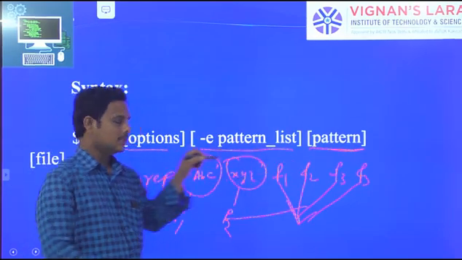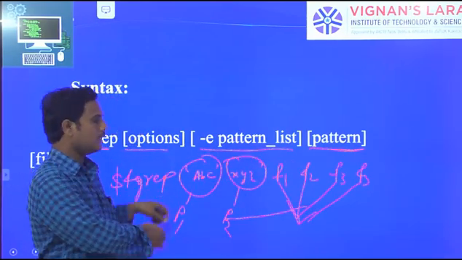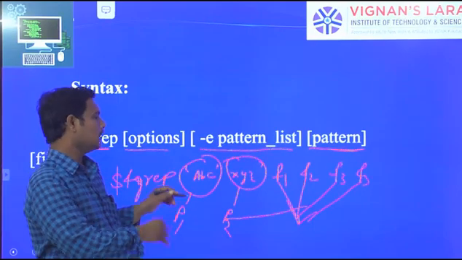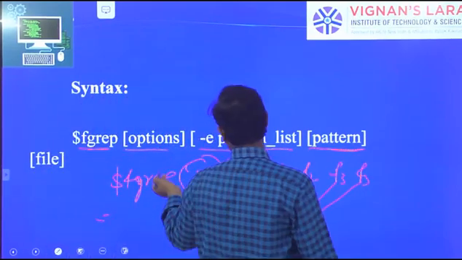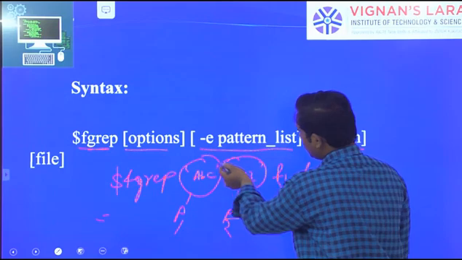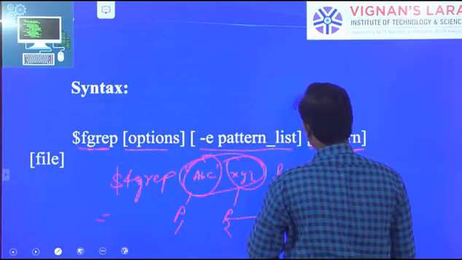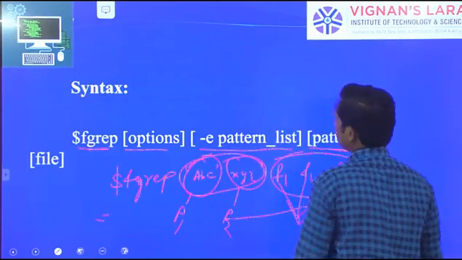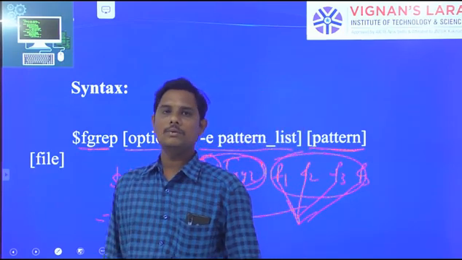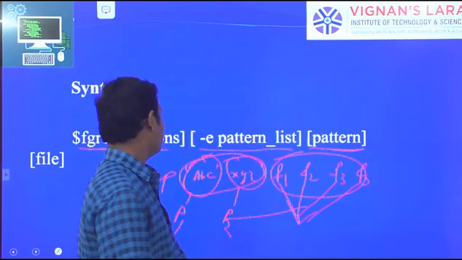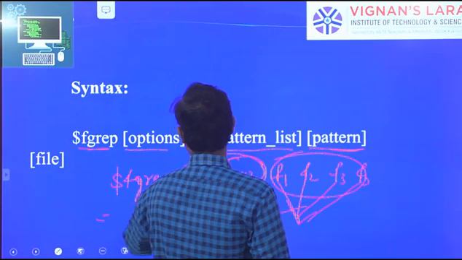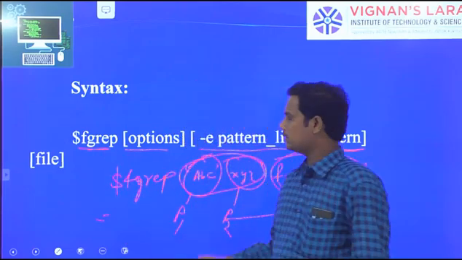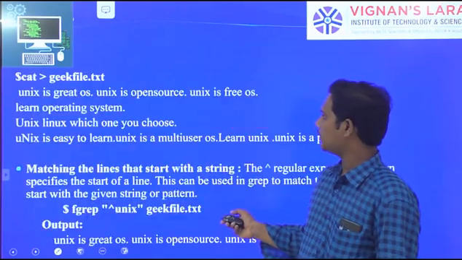If it is matched, only those lines and only those files are displayed. Like that we are using it. So the advantage of fgrep is that you can search multiple patterns in multiple files. It is the advantage of using fgrep. The syntax is simple, and you can see a small example.